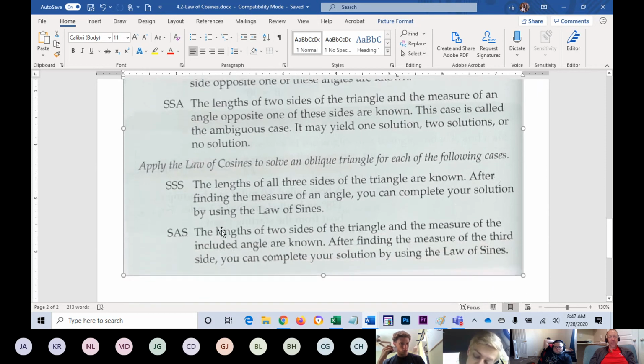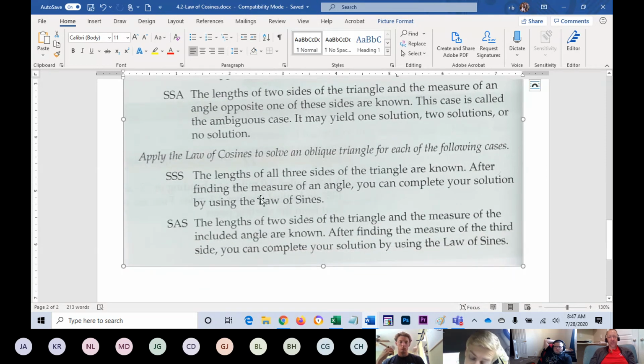And then with the law of cosines, this is going to be an oblique triangle. So you can use law of cosines for side, side, side, or side, angle, side. So the lengths of all three sides are known. After finding the measure of the angle, you can complete your solution using the law of sines. So if you have side, side, side, you'll start with law of cosines, and then you can switch to law of sines to find everything else.